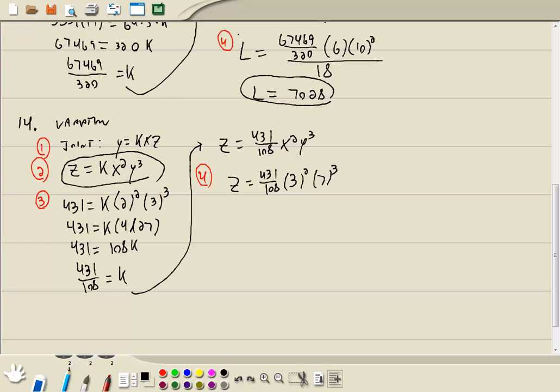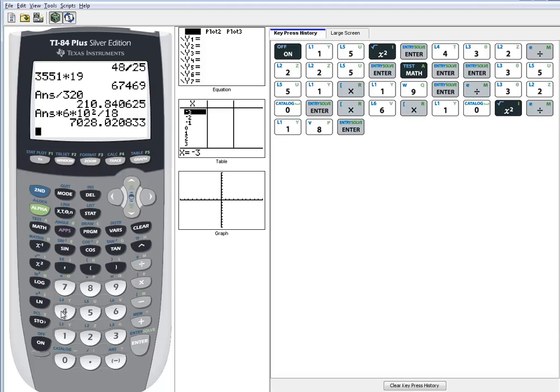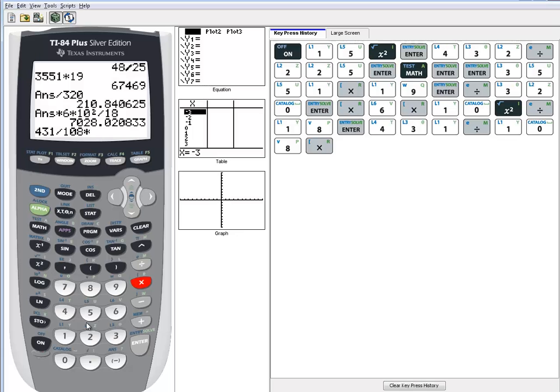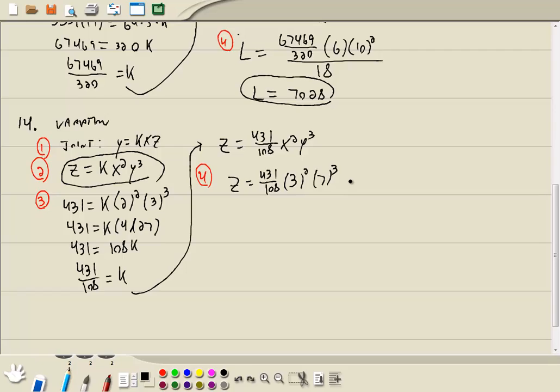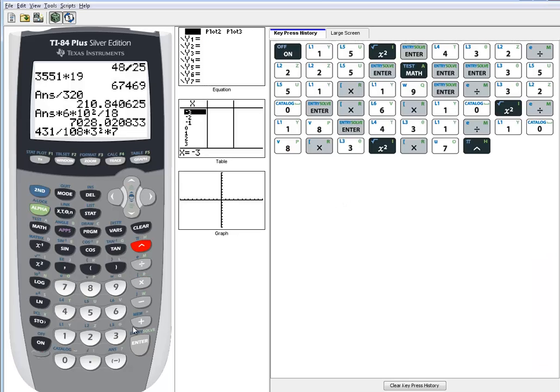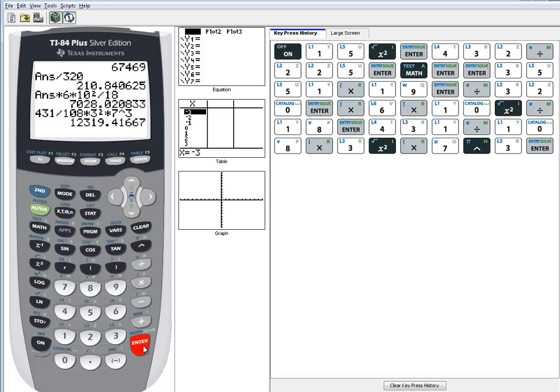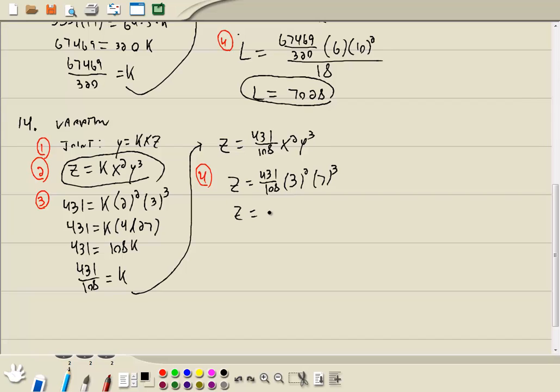So let's plug that in our calculator. 431 divided by 108 times 3 squared, 9, times 7 to the third, and round to hundredths, which means 2 decimal places. So we got z is equal to 12,319.42. And that's our answer. And let me save that.